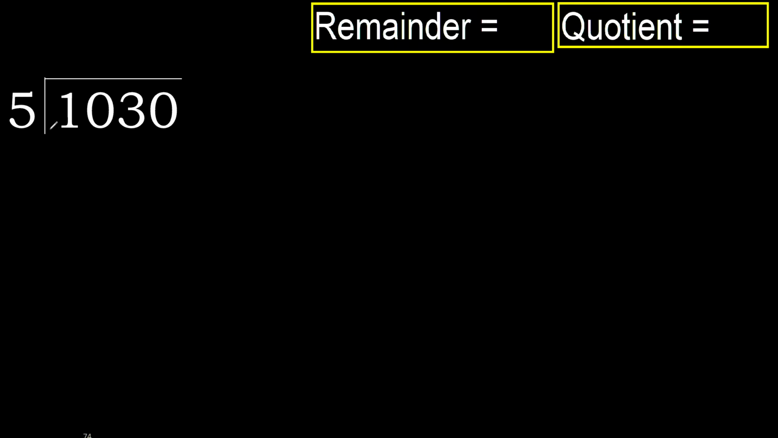1030 divided by 5. 1 is less, therefore next. 10 is not less, therefore we take 10. 5 multiplied by which number is nearest to 10, but not greater? 5 multiplied by 3 is 15. 15 is greater. Multiply by 2 is 10, which is not greater.